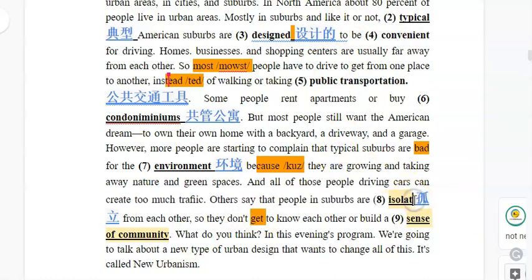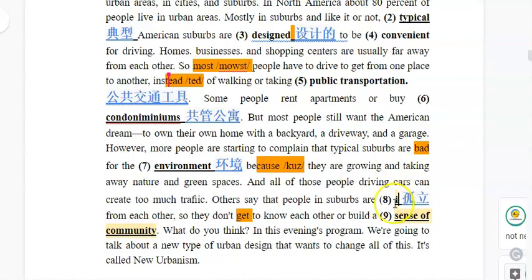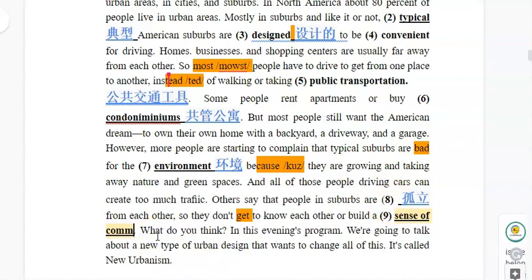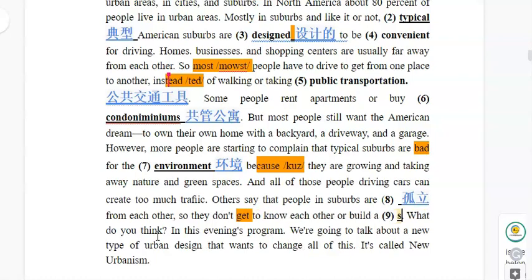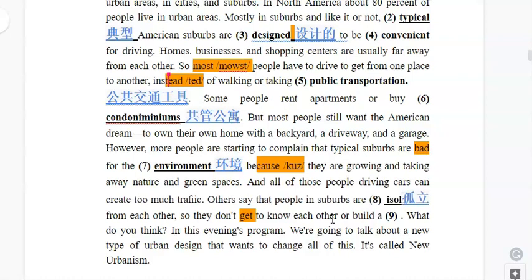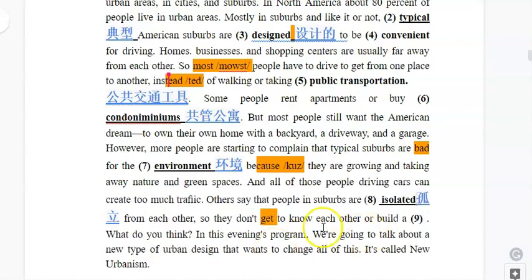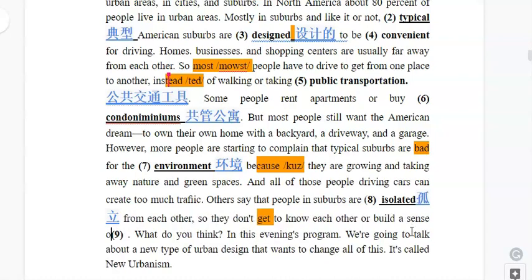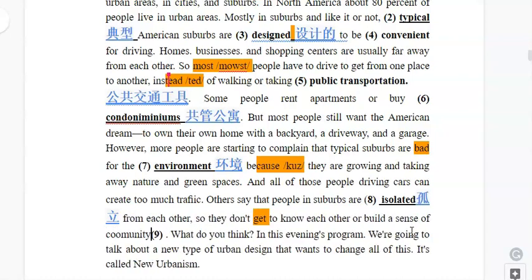I'll be removing two vocabulary words, and try to guess these while reading. You can start. Others say that people in suburbs are isolated from each other, so they don't get to know each other or build a... What you can do is that it starts with S. Sense of community. Correct.